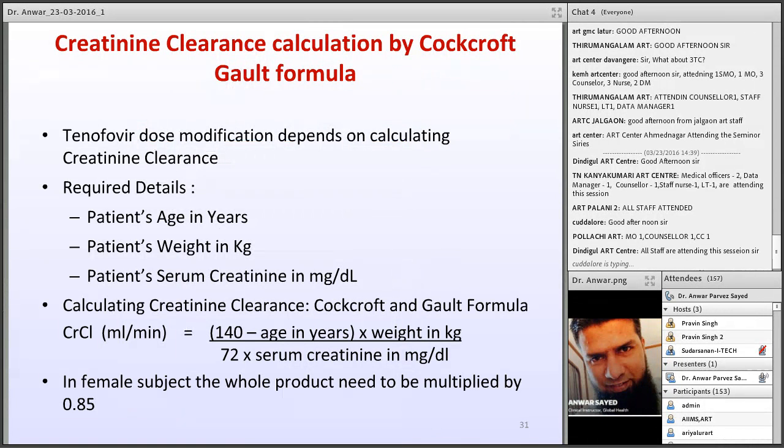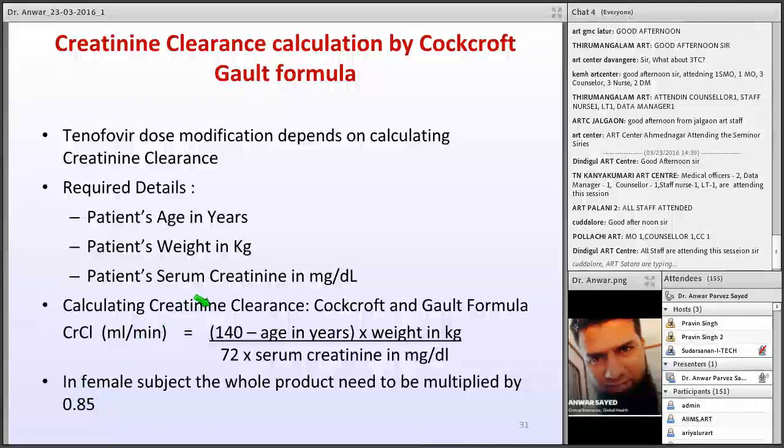So for creatinine clearance calculation, there are various formulas which you can use. One of the formulas given in our national guidelines is the Cockcroft-Gault formula, in which you need to know the patient's age, weight, and serum creatinine. And this is the formula: 140 minus age in years, into weight in kg, divided by 72 into serum creatinine. And if the patient is female, then you need to multiply it by 0.85.